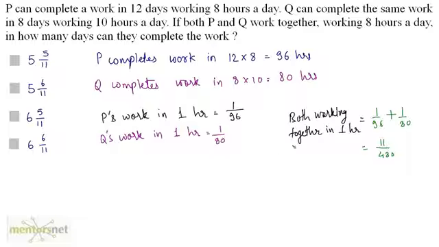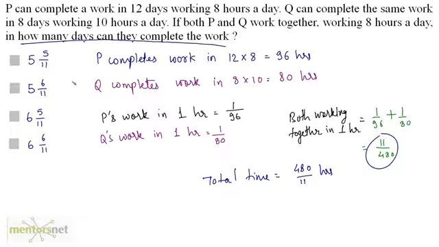To fully complete the work, the total time taken by both working together will be just the reciprocal of this term. So total time is equal to 480 by 11 hours. Now this is in hours. What we want is in how many days can they complete the work working 8 hours per day.